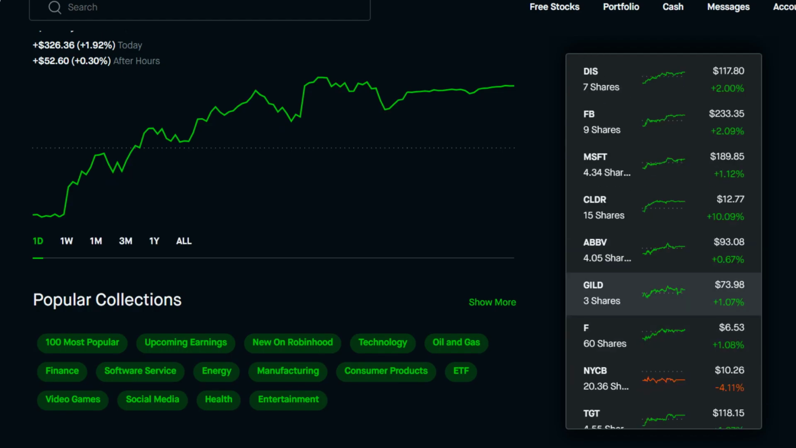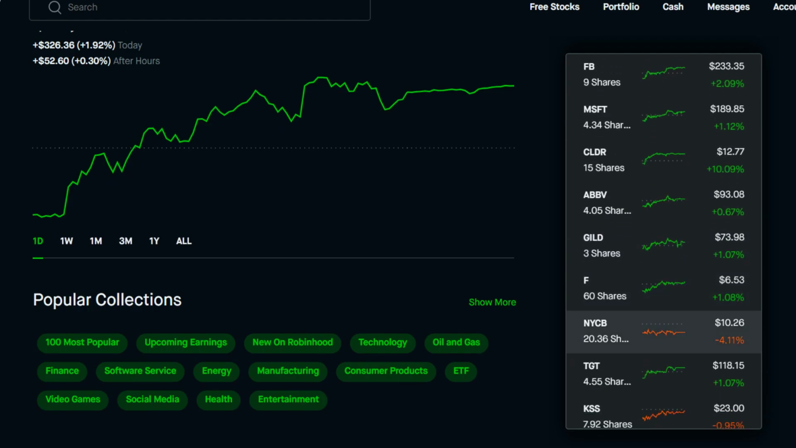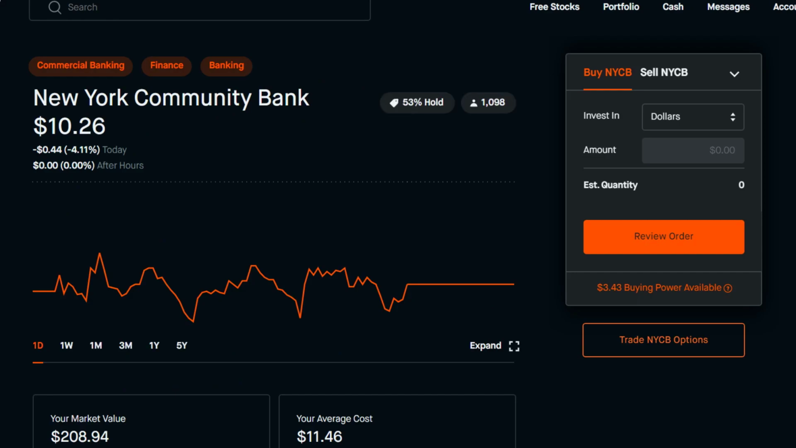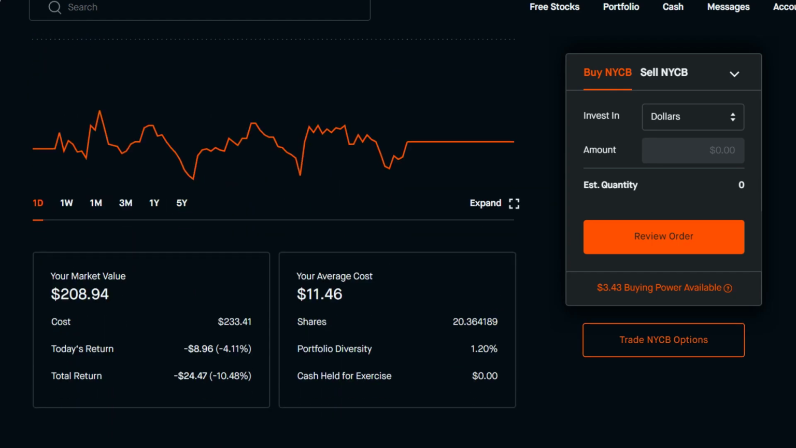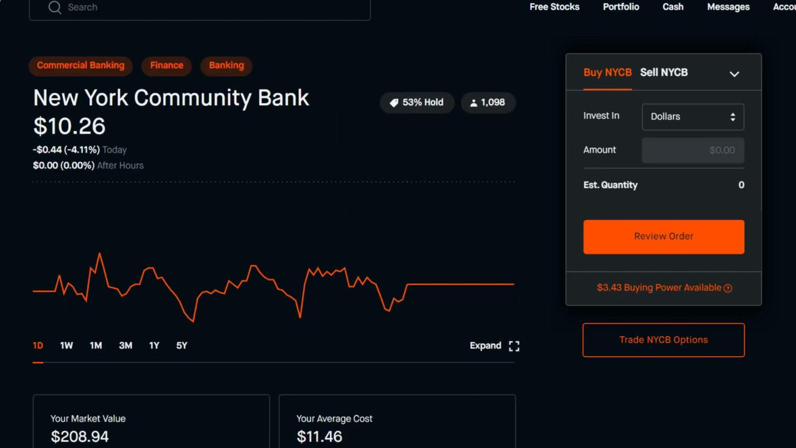So after Ford, we have New York Community Bank. And this one is overall cost basis of $11.46, 20.36 shares, 1.2% of the portfolio, down $24 or 10.5%. Not a good one as far as that's concerned.